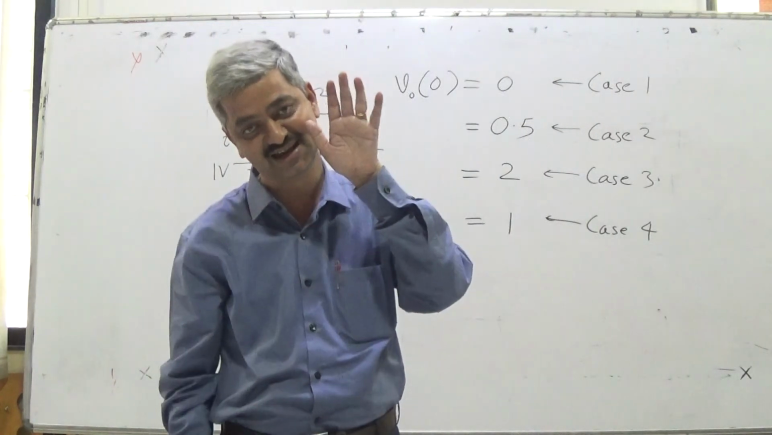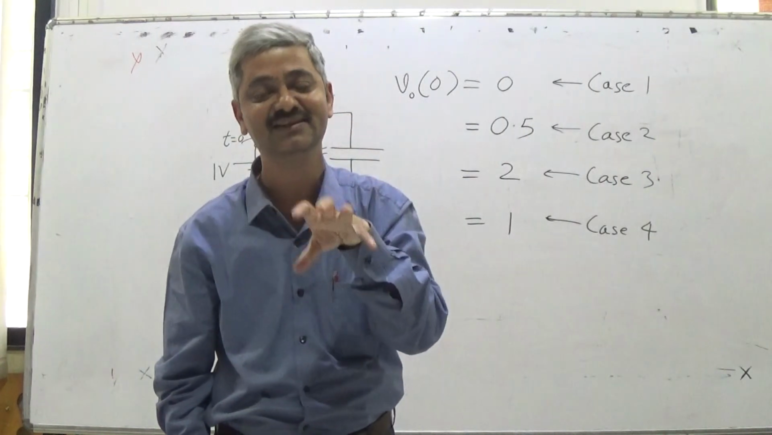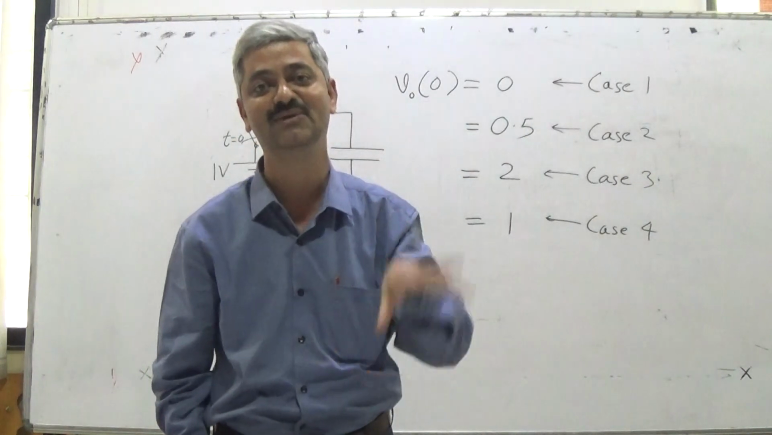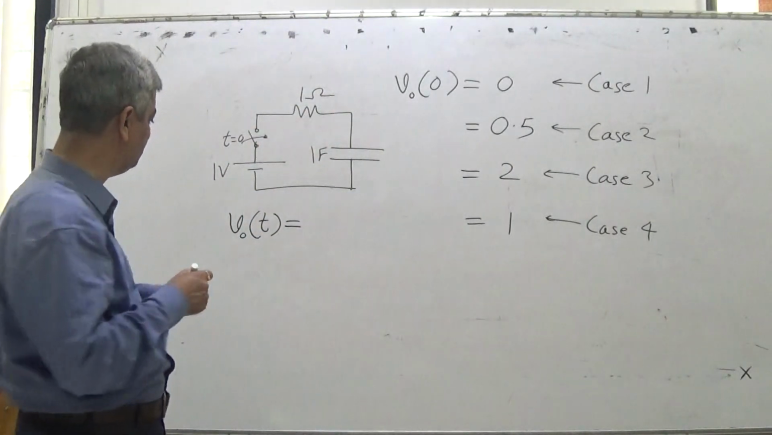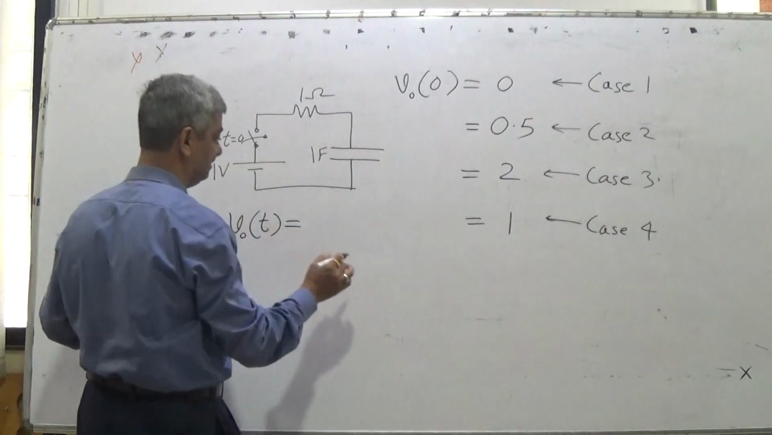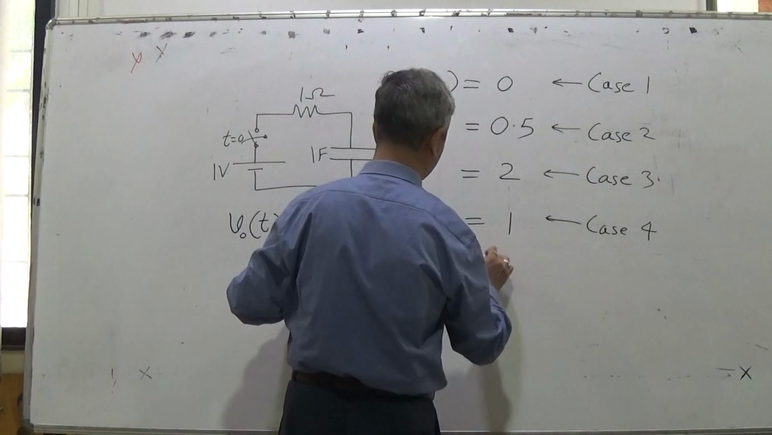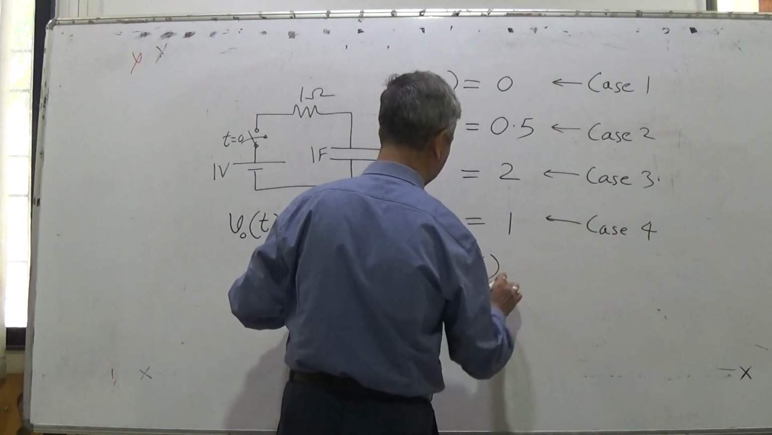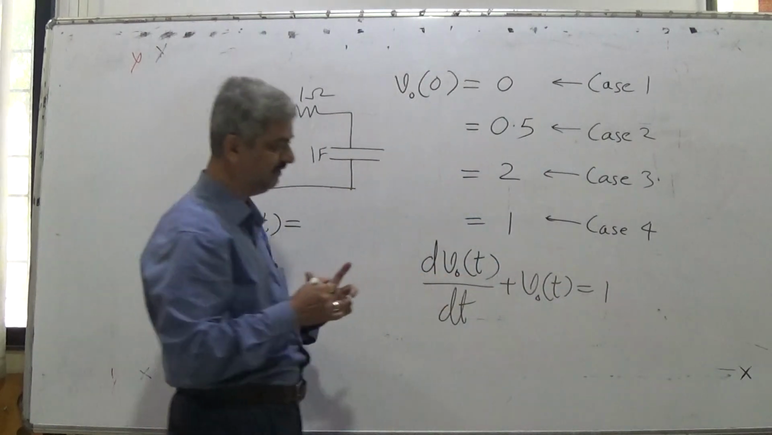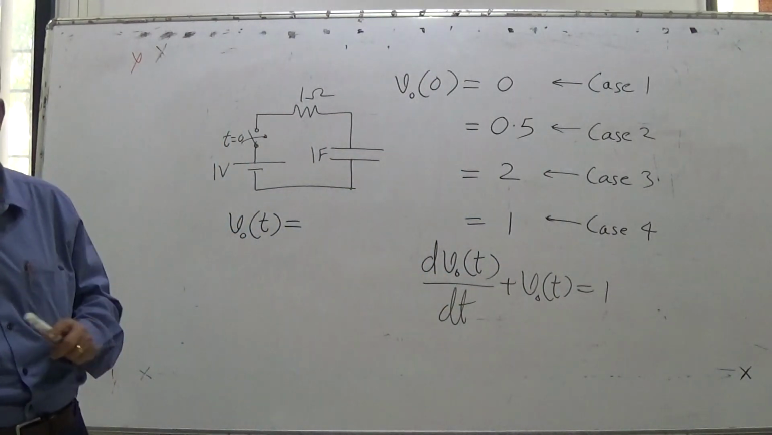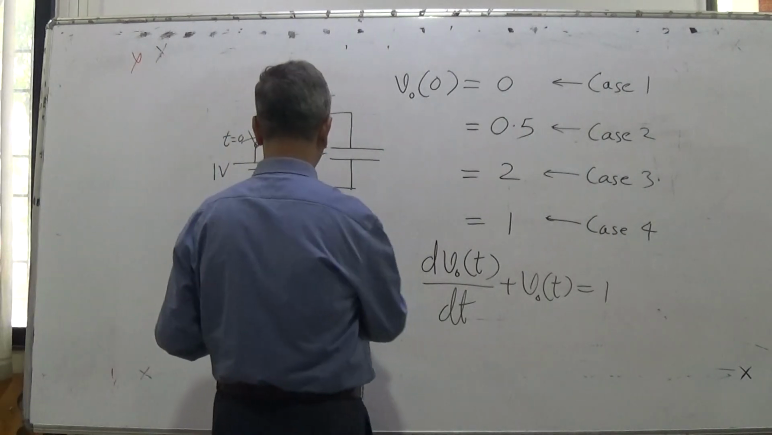So I will try to emboss this on your mental plane. This you will never forget even if you wish so. So VO(t) differential equation will be same. What is the differential equation? Same differential equation because everything is same. dVO(t)/dt plus VO(t) is equal to 1. Same differential equation. So same solution.